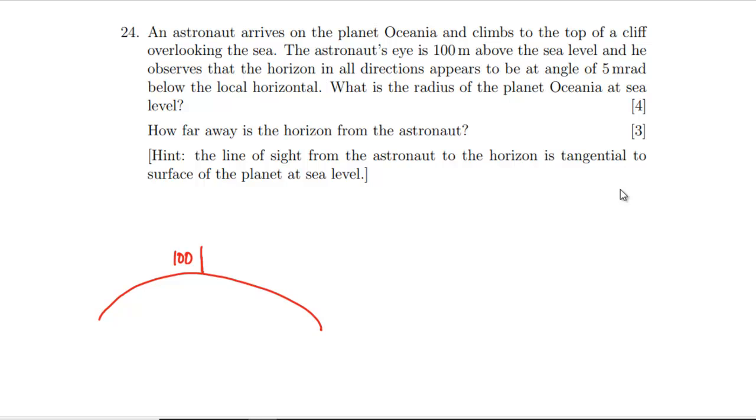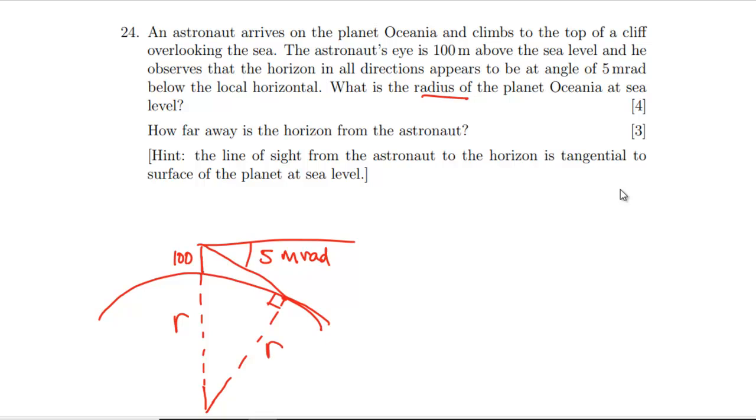So that's 100 meters. And if he looks that way and looks down at the horizon, then we've got 5 milliradians. I've kind of blown this up a little bit. Let's turn this into a triangle then. Because this is a tangent, put a right angle on it. That's the radius of the planet, which is the first thing that we want to work out. And then we want to get this side. How far away is the horizon? So we need to work out R and we need to work out D.